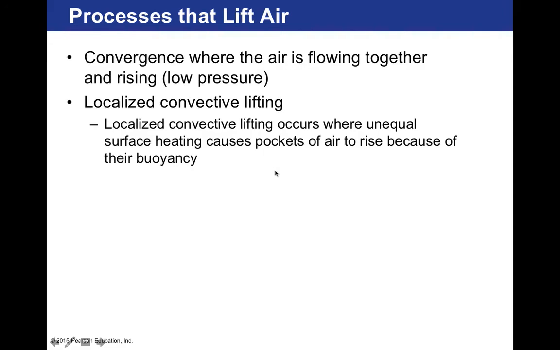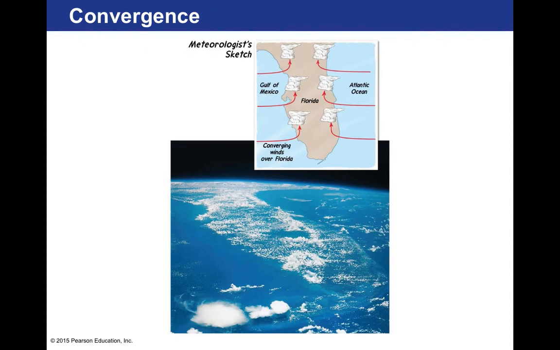The last two types of processes to lift air would be convergence and localized convective lifting. For convergence, the easiest example is Florida, where you have air parcels coming from the Gulf of Mexico and more air parcels coming from the Atlantic Ocean. When those two air masses converge, the only direction the air has to go is up. So the air lifts to a higher altitude, lowers the temperature, increases humidity until it reaches the condensation level, and then clouds are formed. That's why in Florida, on any given day, you can have severe weather happening all the time.